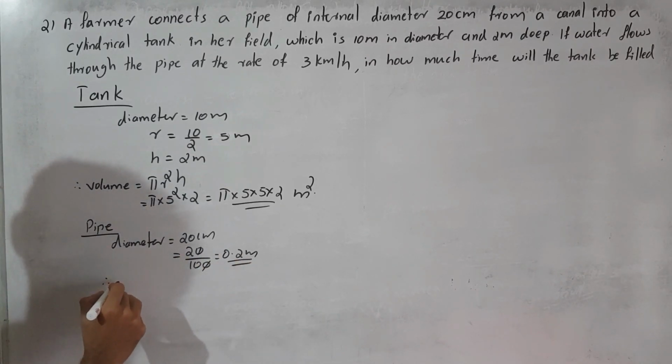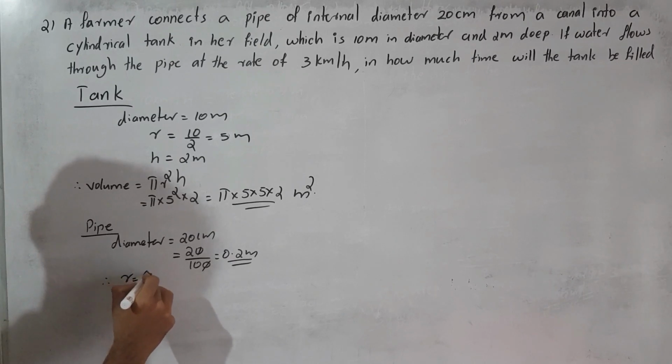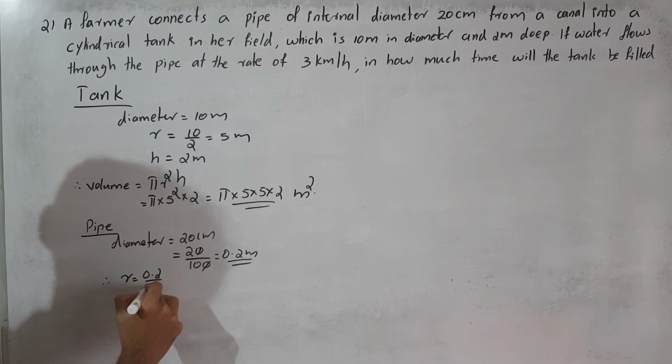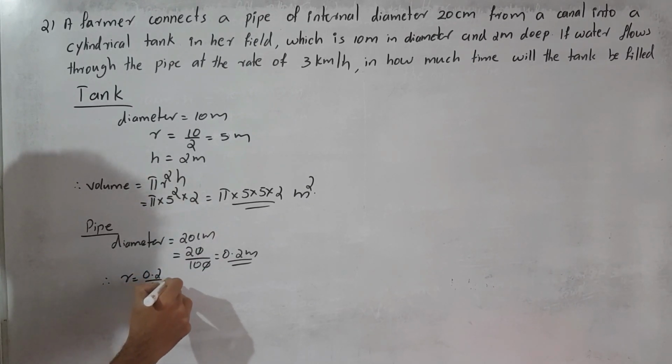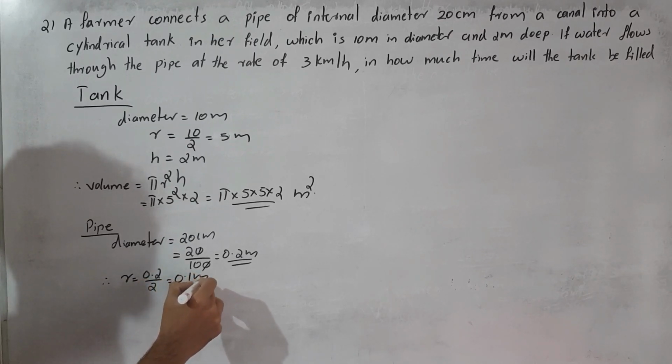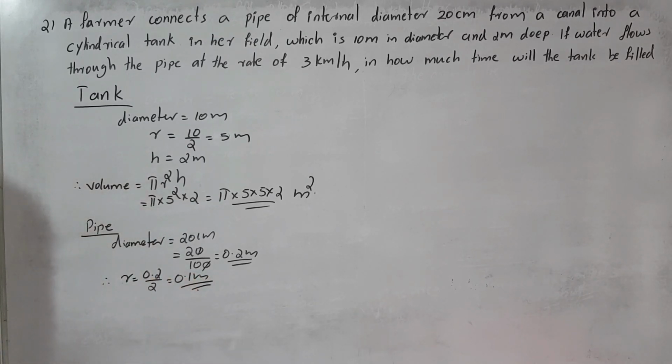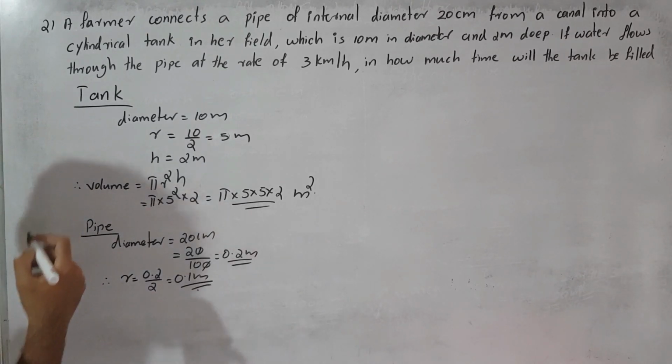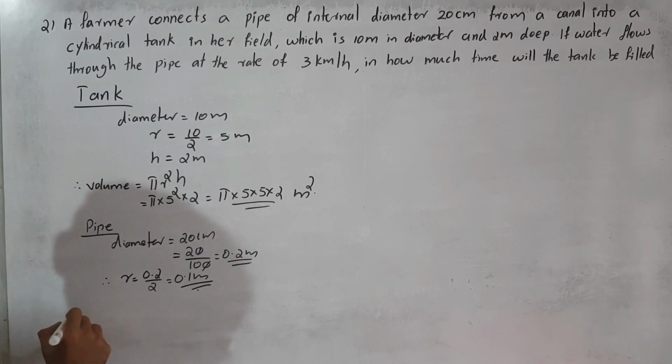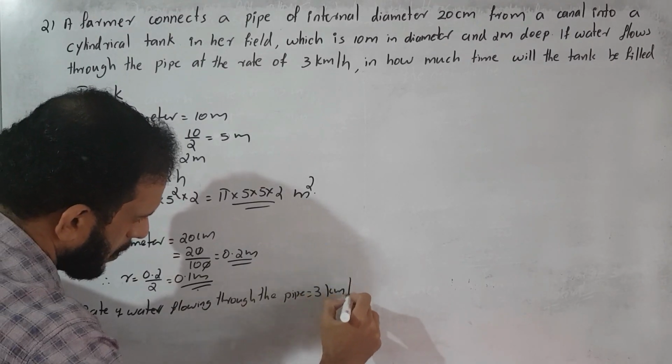What is the radius? r is equal to 0.2 by 2. What is 0.2 by 2? Yes, it is equal to 0.1 meter. Okay, 0.1 meter. Then what is the length? The rate of the water flowing through the pipe is equal to 3 kilometer per hour.